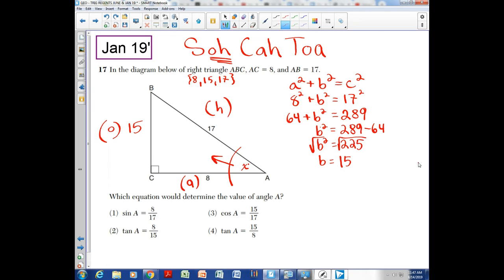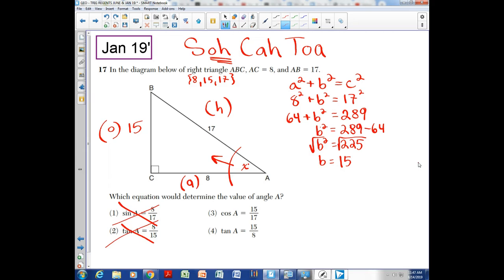So if I do the sine of angle A, it's going to be 15 over 17. So we know that number one is not good. Let's go to number two. Well, if we do the tan of angle A, the tan of an angle is your O over your A, your opposite over your adjacent. So in this case, it'll be my 15 over 8. So this one also would not be right.